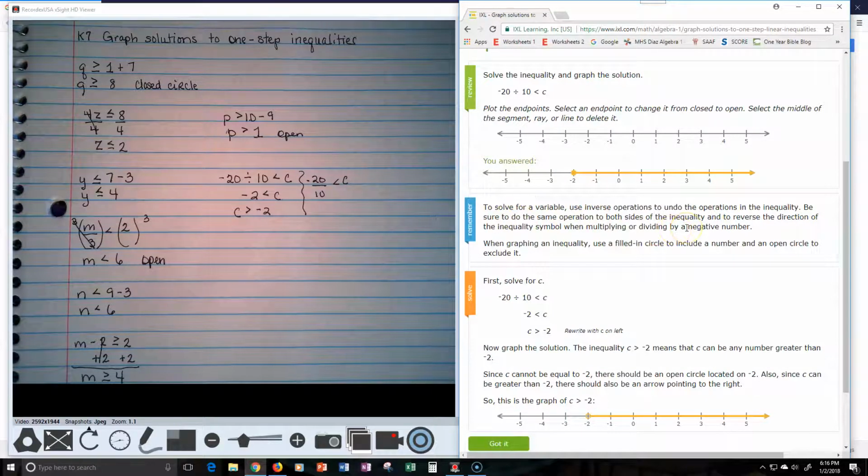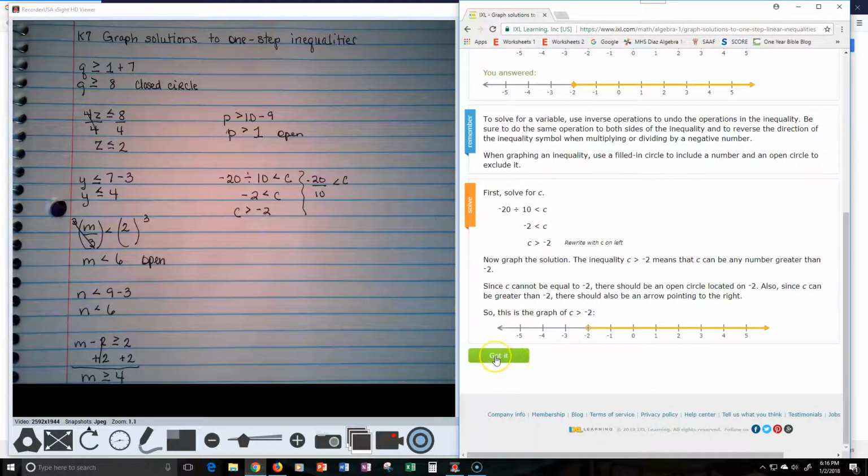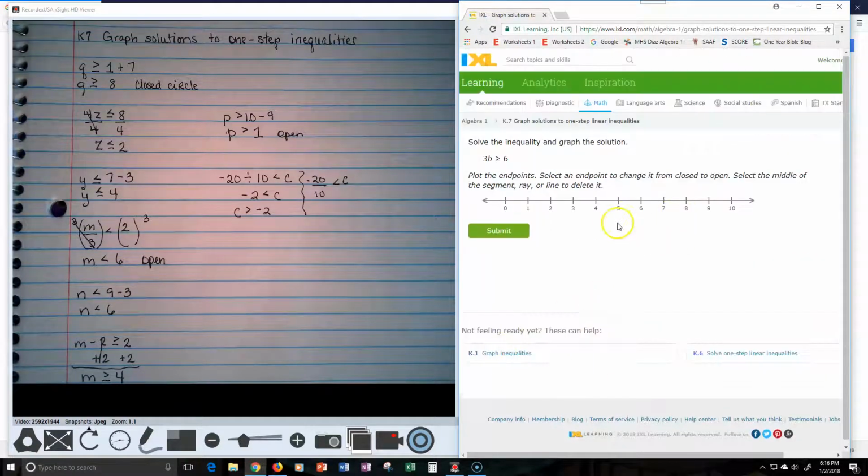Remember, use inverse operations. Be sure to do the same operation on both sides. Reverse the direction of the inequality symbol when multiplying or dividing by a negative number. These are good points. First, solve, which I did, and I wrote it correctly right here. I just didn't graph it correctly. So now I know what to do. Got it. All right, let's try again.